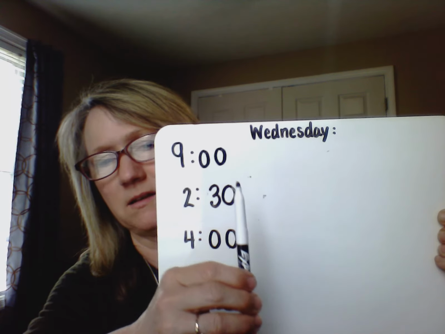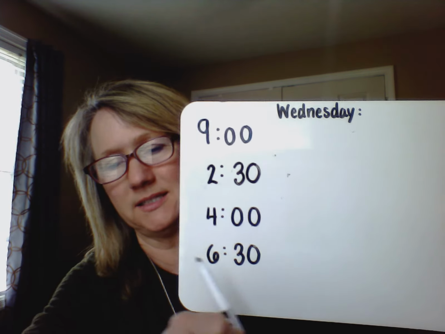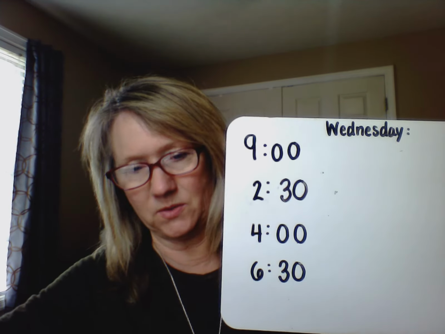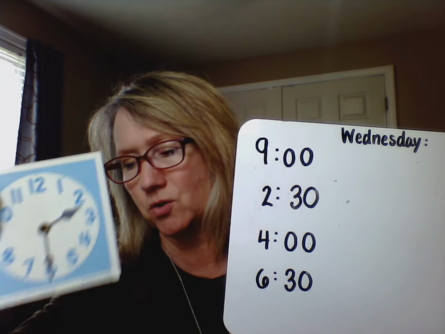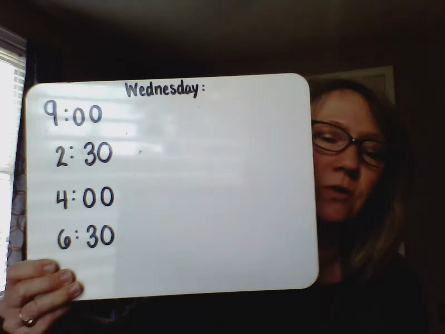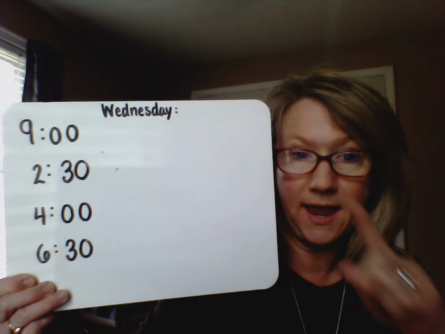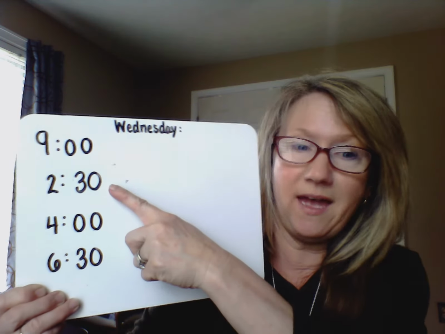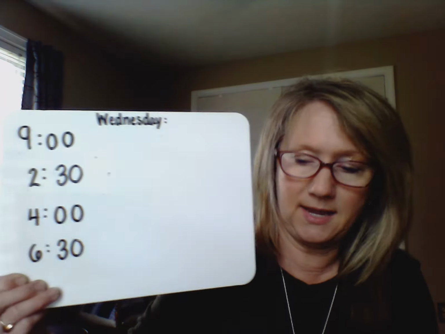So let's say all the times again. Say 9 o'clock, 2:30, 4 o'clock, and 6:30. So try those at home and make sure to get your clocks out if you have one. If not, try to make one this week. And then on Thursday and Friday, you'll get to play some fun games and do some more telling time to the hour and to the half hour. So 9 o'clock, 2:30, 4 o'clock, and 6:30, and practice writing the times.